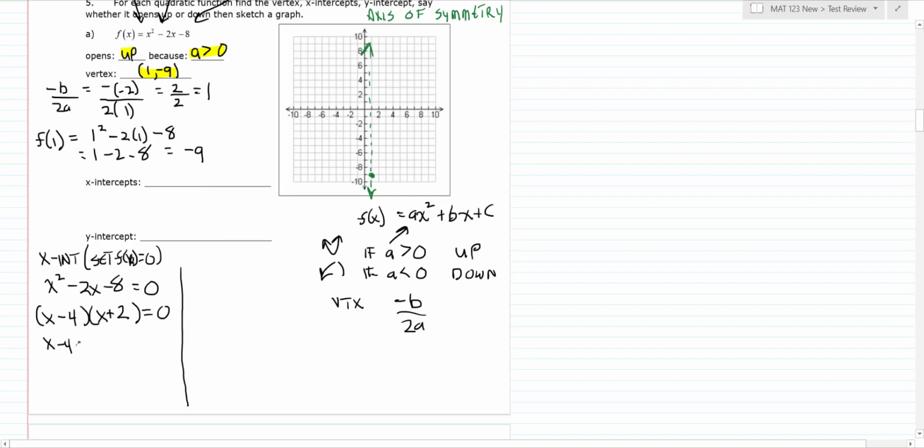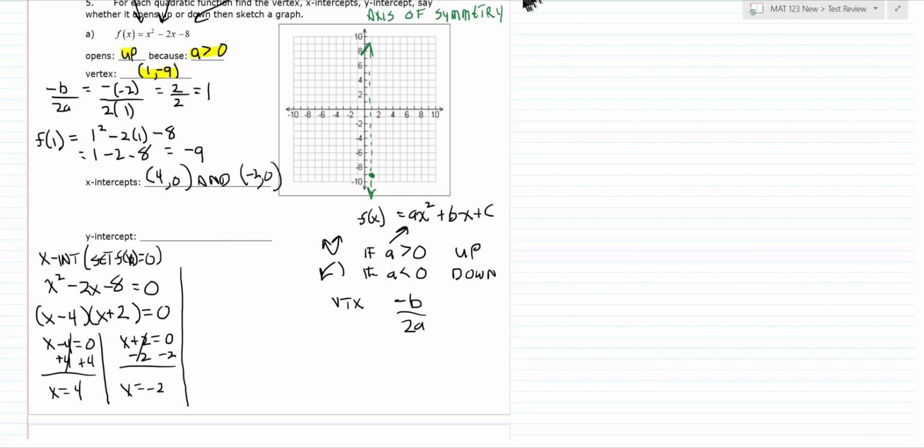Okay, from here, you can pretty well do this in your head. You solve that equation and you solve this equation, that will give you your x-intercepts. So this one, you can add 4 to both sides or do in your head. That's x equals 4. This one, you can subtract 2 from both sides or do in your head, you get x equals negative 2. So your intercepts are the points 4, 0 and negative 2, 0. Okay, like that.